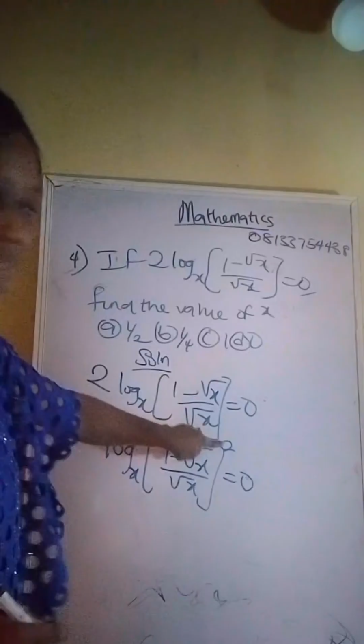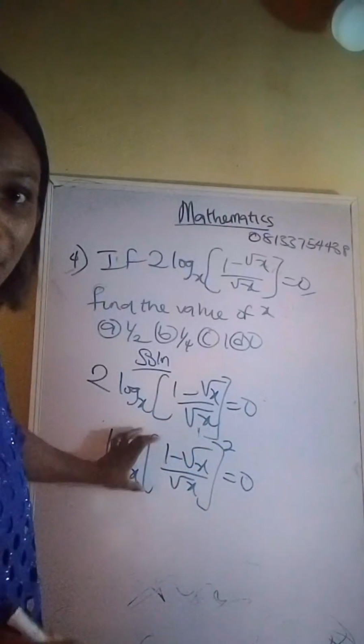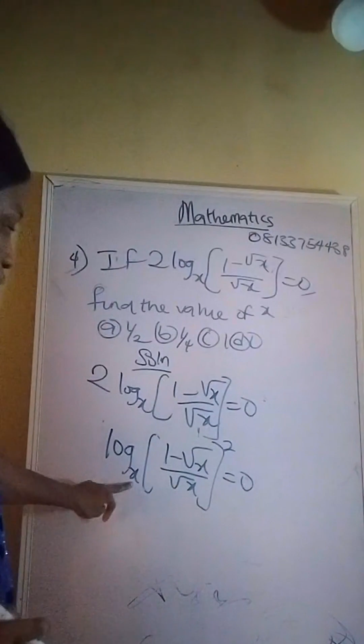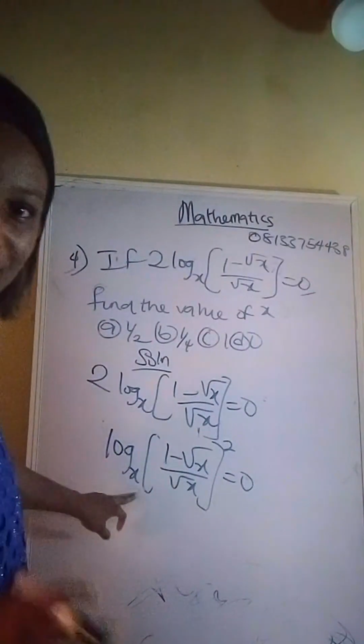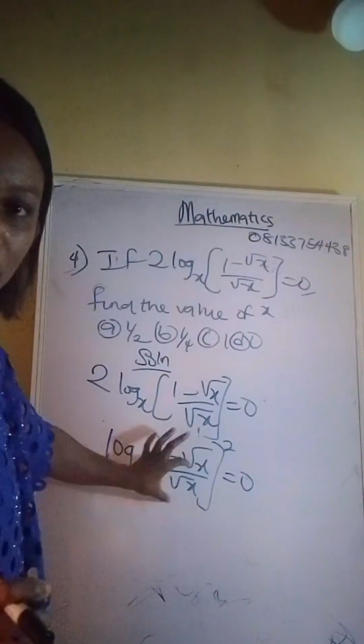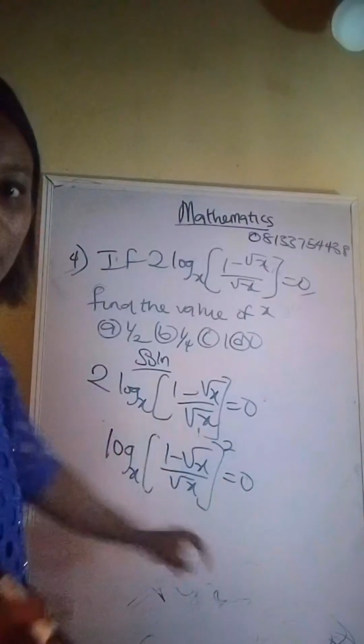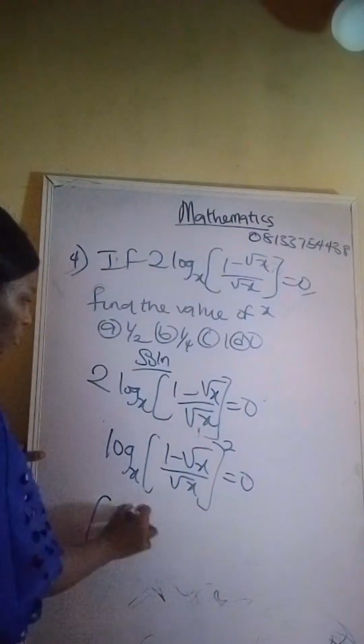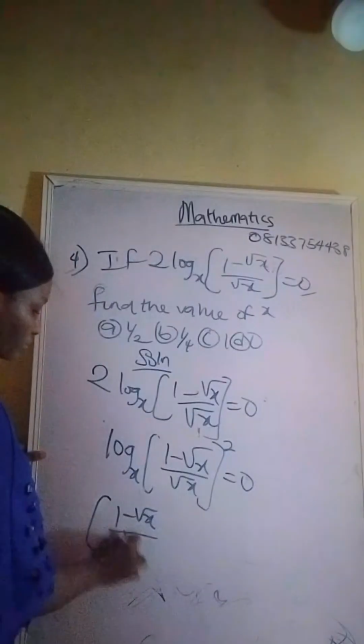So that is what we are seeing here. So what are you going to do now? You're going to open this bracket. Before we move the logarithm, there's another step we are going to take. But let's first open the bracket. Once we are done opening the bracket, we'll take the next step. So now let's continue. So we have 1 minus root x over root x.